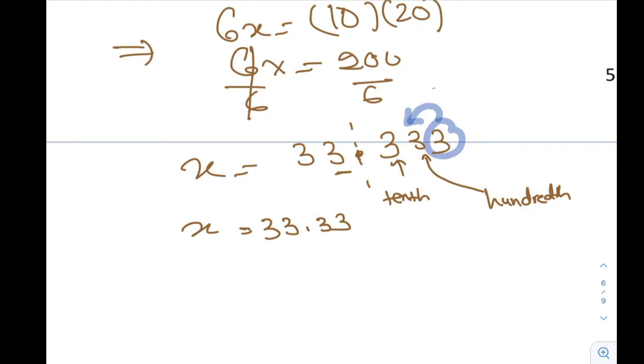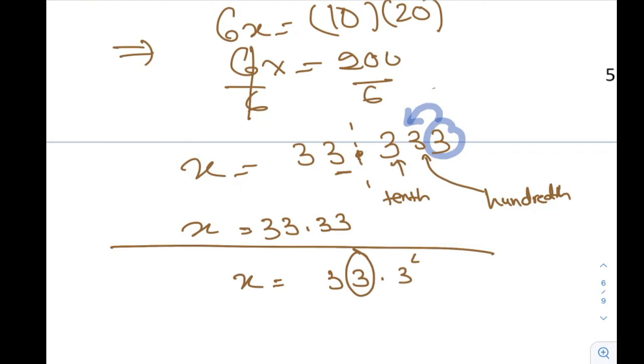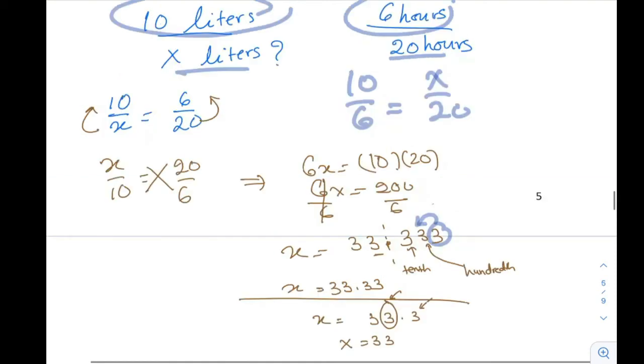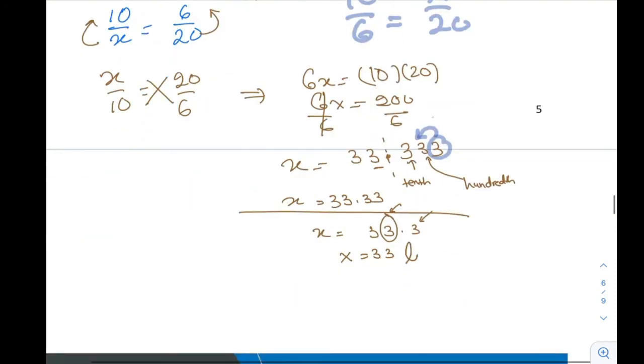33.33. Similarly, if you have to round this same number to the nearest whole number, we will go to the whole number, which is this one, and we will check the 3. If it is 5 or more, then it becomes 34, but it's not, so it will be only 33. And of course, we are looking for liters, so it's 33 liters.